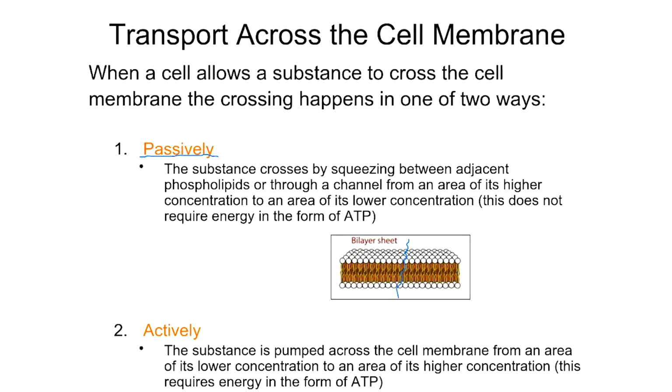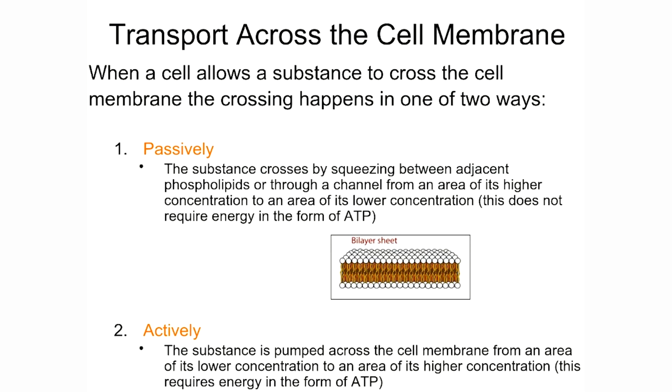Or last time we talked about the fact that sometimes you've got proteins that are embedded in here, and some of those proteins can allow substances to move across the cell membrane as well by acting basically as a channel to them. But the kicker about passive transport is when something is moving passively, this means that it's moving from an area of its higher concentration to an area of its lower concentration. So that always has to be the case. And the other thing that's unique about passive transport that you should definitely know is when substances are moving passively, it doesn't require energy in the form of ATP.